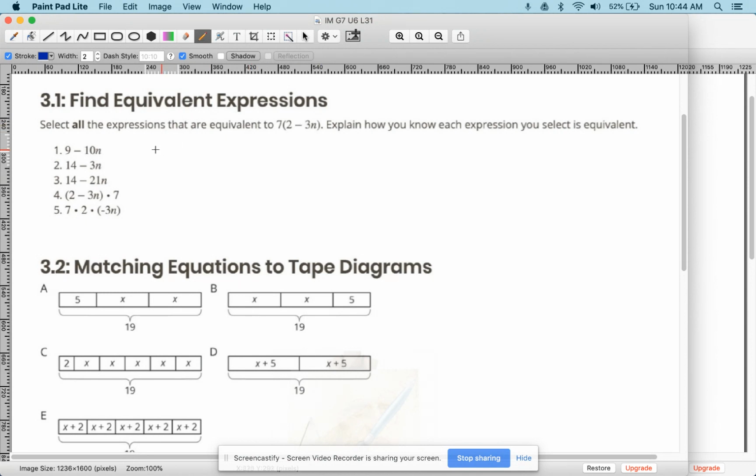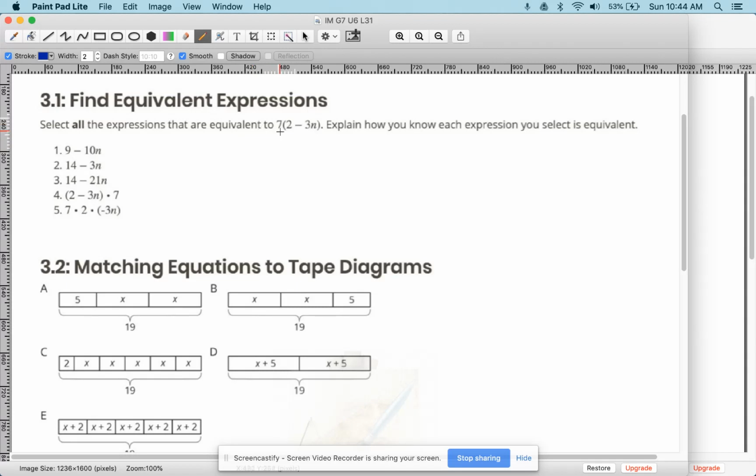They're asking you to select all the expressions that are equivalent to 7 times (2 minus 3n), and explain how you know that each expression that we select is equivalent. So the first thing I want to look at is, well, what can we do with this expression to put it in a different form? Because I'll bet you they're not going to just put 7 times (2 minus 3n) in there as one of the choices. And it looks like they did not.